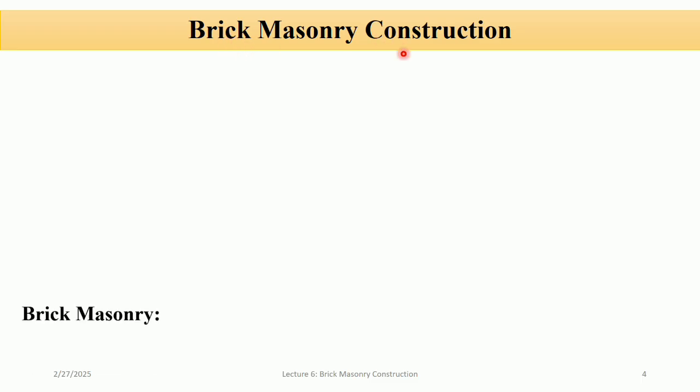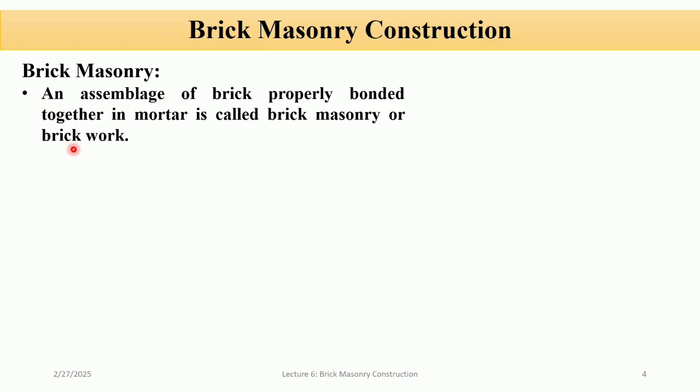Brick masonry construction. An assemblage of bricks properly bonded together in mortar is called brick masonry or brickwork. In this type of masonry, the bricks are arranged and bedded in mortar in such a manner as to form a homogeneous mass of the structure. In such a structure, the point or other loads and stresses are dispersed and distributed throughout the mass without disintegration of the structure.